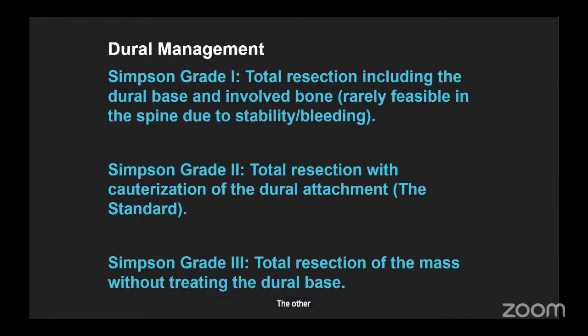The other option is Simpson's grade 2. You can go ahead with total resection with cauterization of the dural attachment. You can also go for grade 3, where you leave the dural base as it is. This usually happens when the dural base is inaccessible.